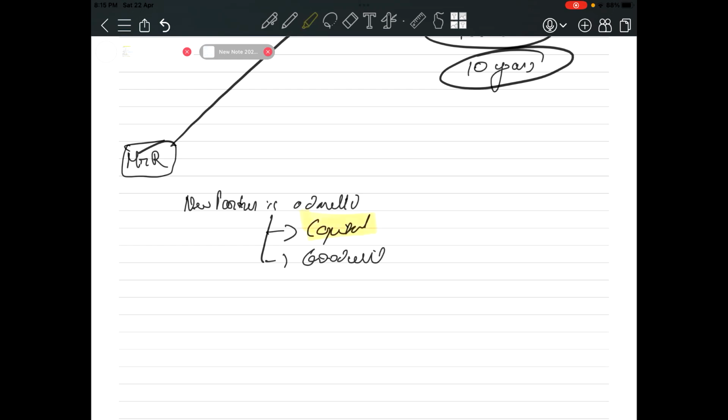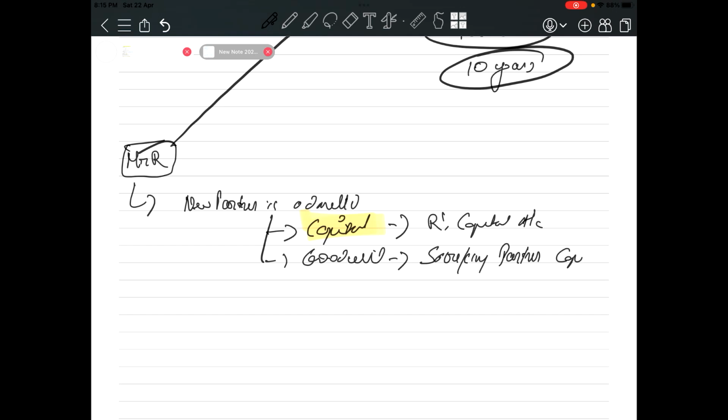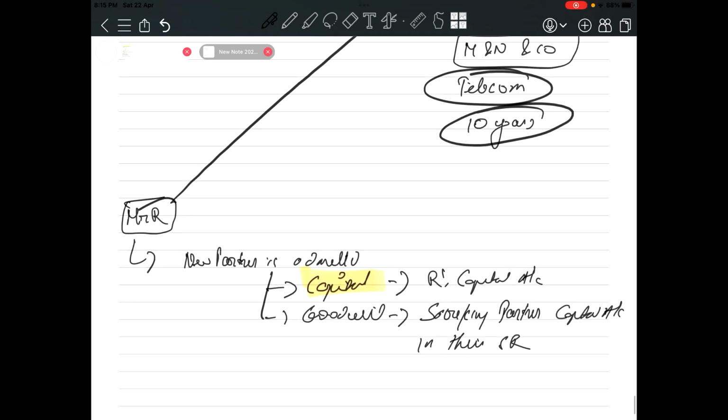Now this capital will be transferred to R's capital account, and this goodwill will be transferred to the sacrificing partners' capital account in their sacrificing ratio. This is the case.